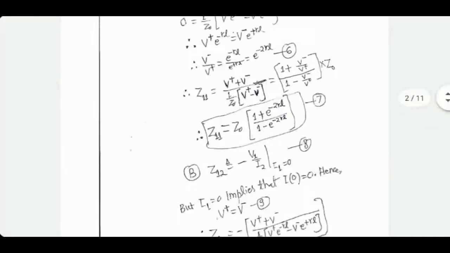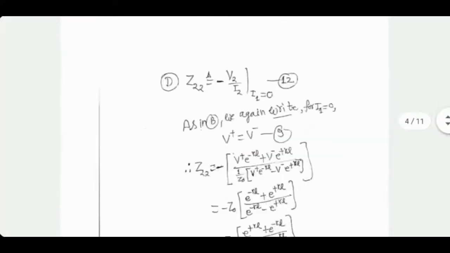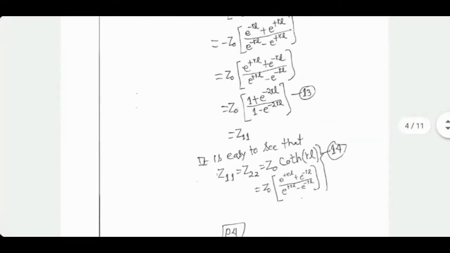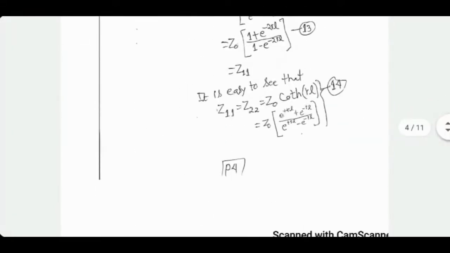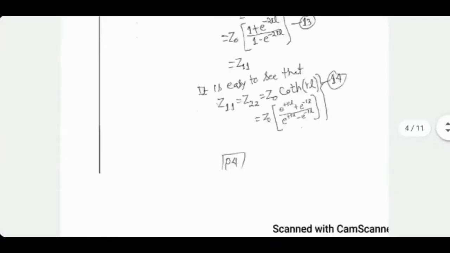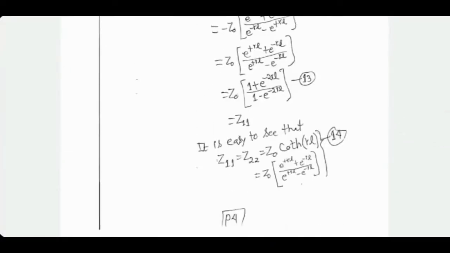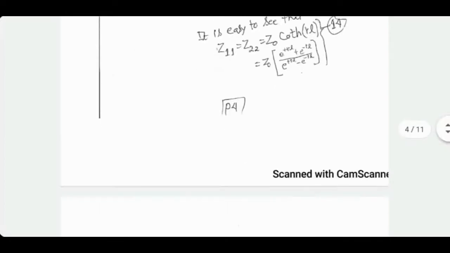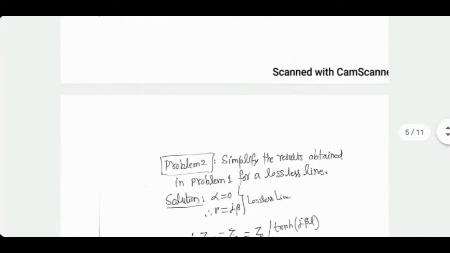Z11 and Z22 also turn out to be equal. And in fact, you can prove it to yourself that the actual formula should be Z0 coth gamma L. Just try proving it to yourself. Okay. So that's how you figure out Z parameters for a lossy transmission line.